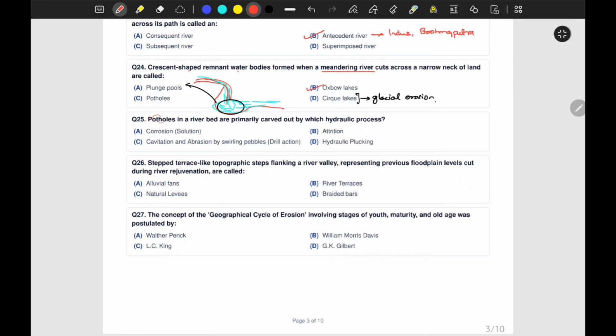Question number 25. Potholes in a riverbed are primarily carved out by which hydraulic process? Corrosion, cavitation and abrasion, attrition, or hydraulic blocking? The correct answer is option C, cavitation and abrasion by swirling pebbles.